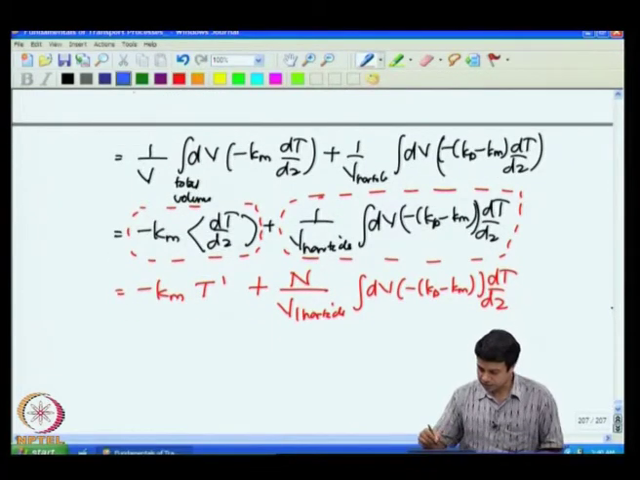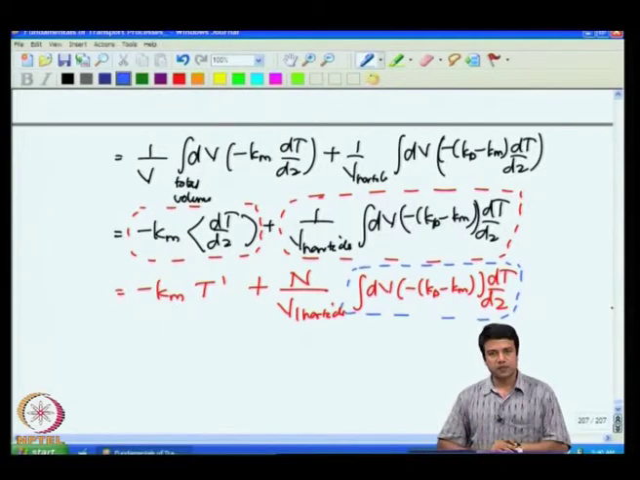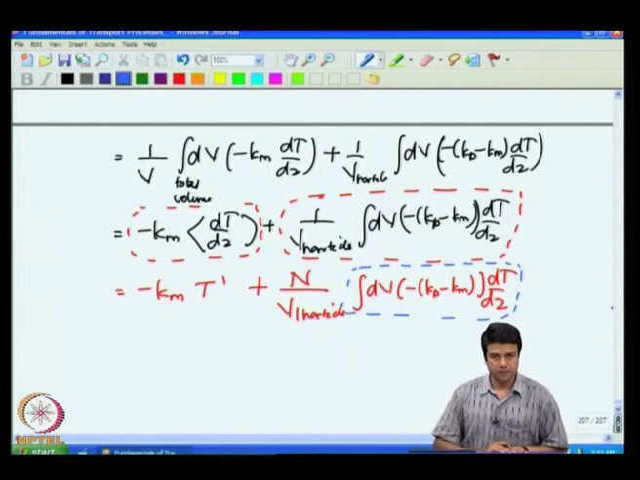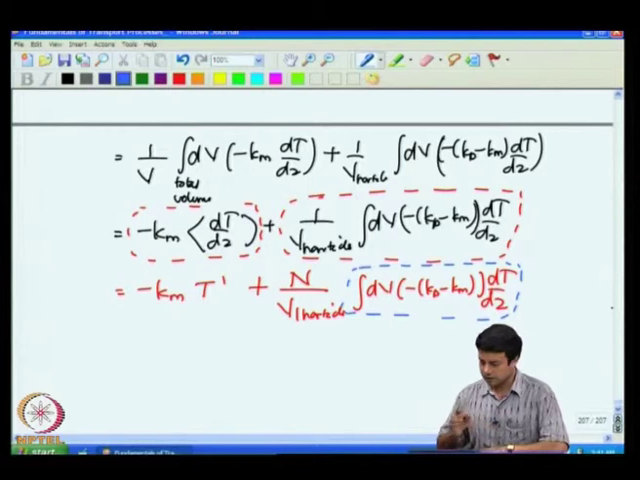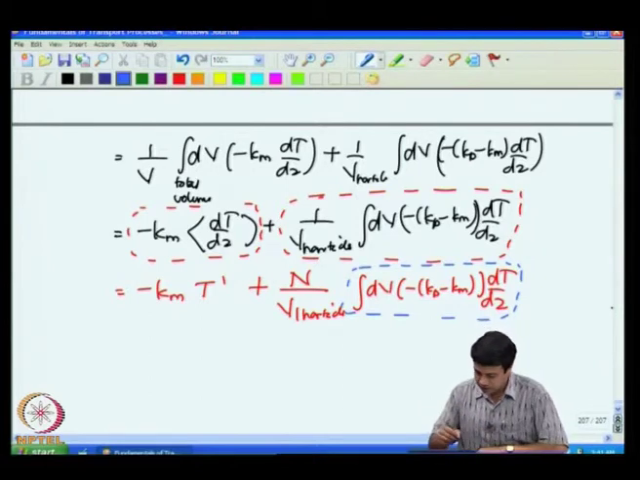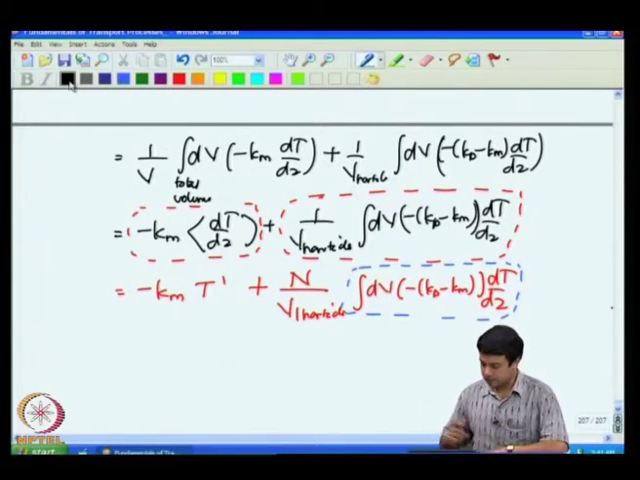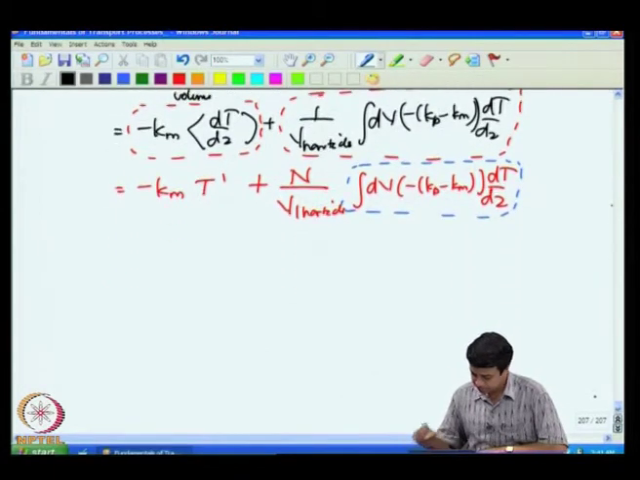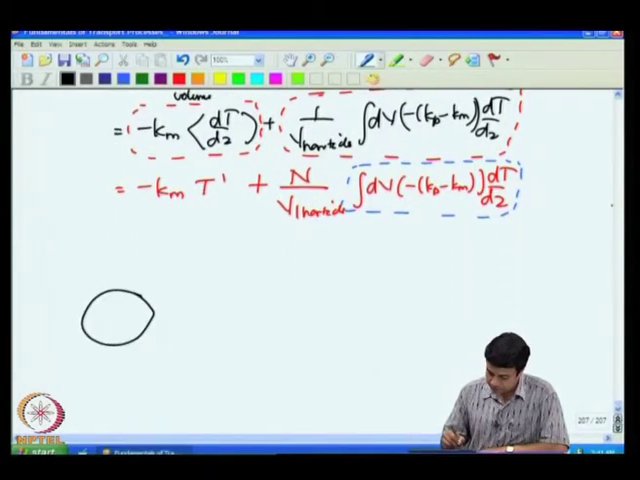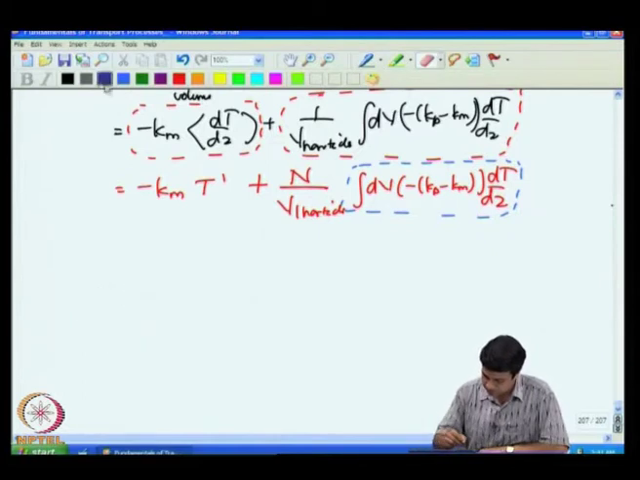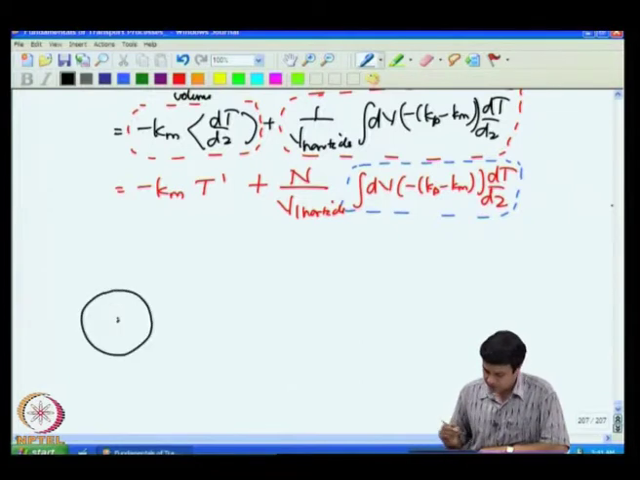And this is the contribution that I have to calculate by actually calculating the temperature field near one particle. I need to calculate the temperature field near one particle, and from that I need to calculate what this contribution is. So, let us calculate the temperature field near one particle. I have a particle, okay.